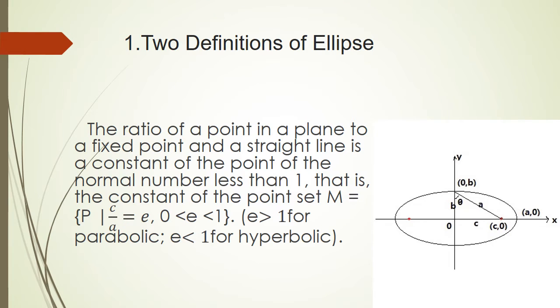The second definition of an ellipse. The ratio of the distance from a point in a plane to a fixed point and to a fixed straight line is a constant less than 1. That is, the point set M such that PF over d equals e, with 0 less than e less than 1. E greater than 1 gives a hyperbola, and e equal to 1 gives a parabola.